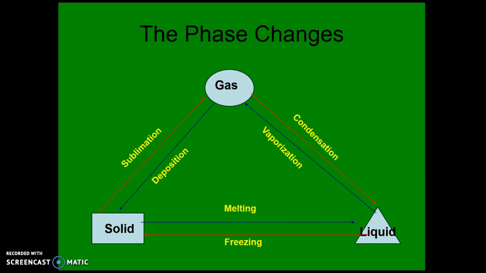Sublimation is the change from a solid going directly to a gas. Deposition is going from a gas directly to a solid. Condensation is a gas to a liquid. And vaporization is a liquid to a gas.